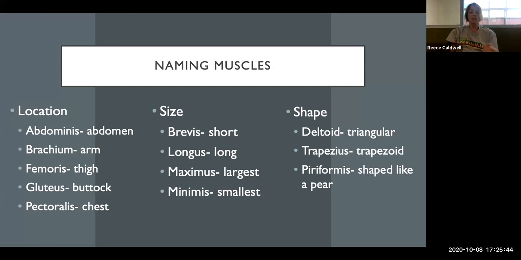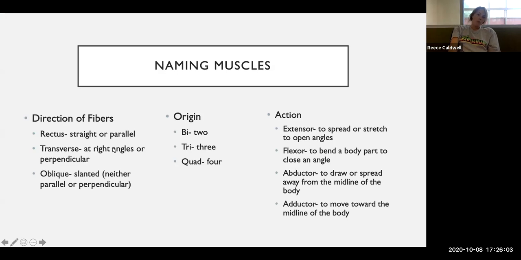We can also name muscles based off their size. Brevis would be short, longus, long, maximus, largest, minimus, smallest. And then shape, we won't be looking at much that deals with shape, but those are the three you might hear named based off their shape. We also look at the direction of the muscle fibers, so whether they're straight or parallel, whether they're transverse at right angles, or oblique, slanted. That's not as important. One that really is important is their origin.